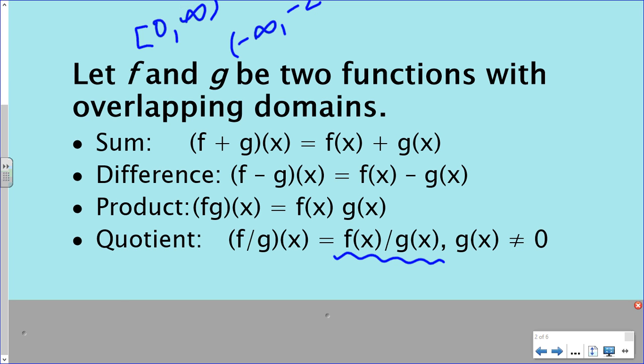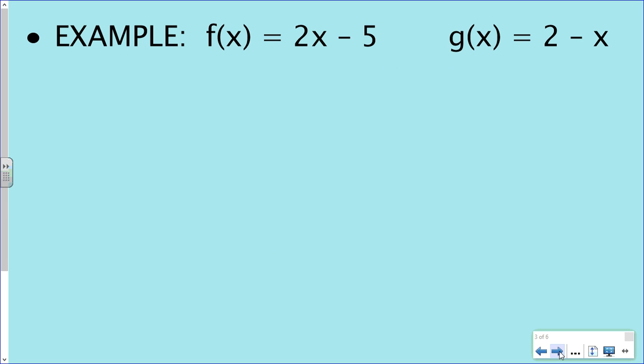So what I want you to do is write down the 2 functions up here. And then as a pod, I want you to write down what the domain is for f and the domain for g.